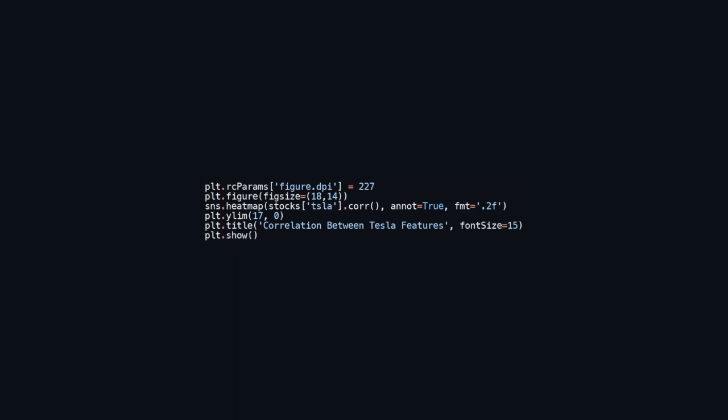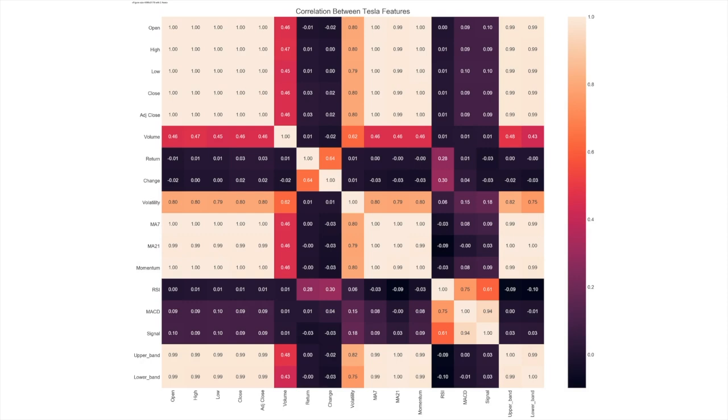The correlation between return and change is also significant at 0.64, implying that changes in stock price are closely related to the returns. Conversely, features like RSI (Relative Strength Index) and MACD (Moving Average Convergence Divergence) show varying degrees of correlation with other features, which can be useful for traders and analysts in understanding market behavior. Overall, this heat map serves as a powerful tool for exploratory data analysis, allowing stakeholders to identify relationships between different stock features, which can inform trading strategies and forecasting models.